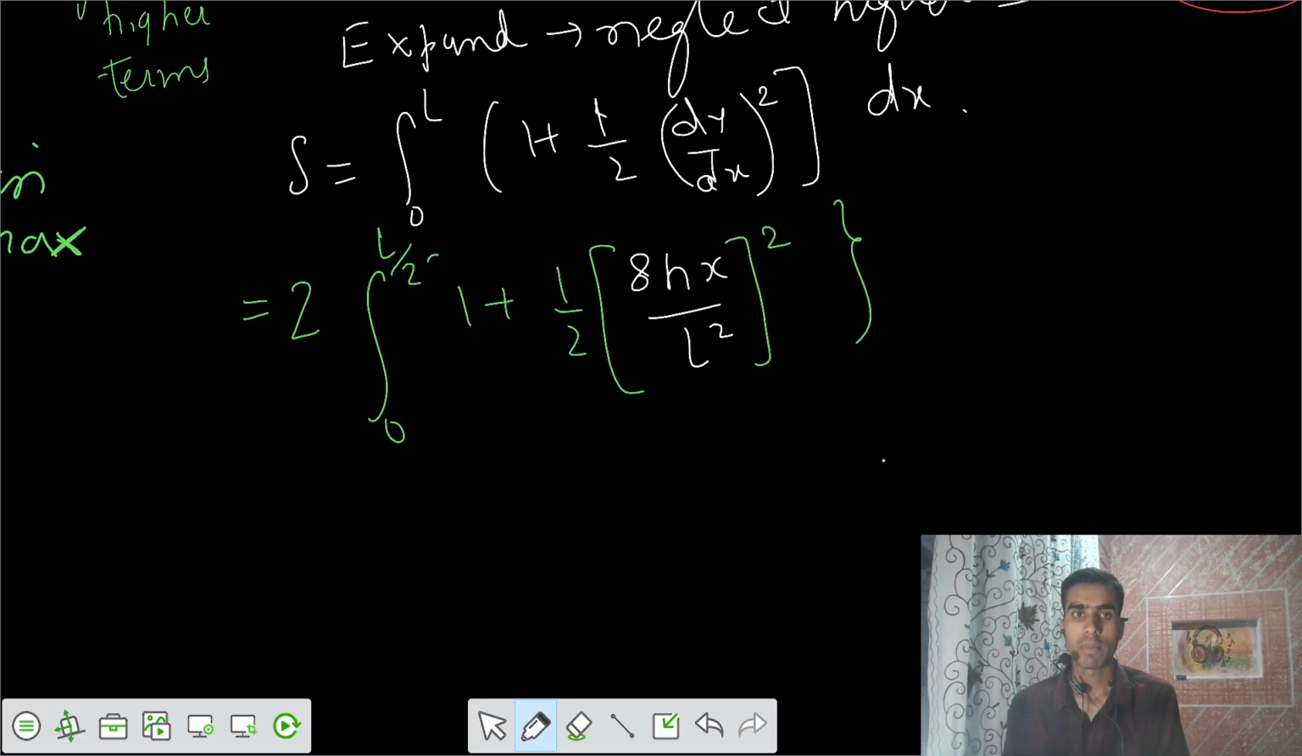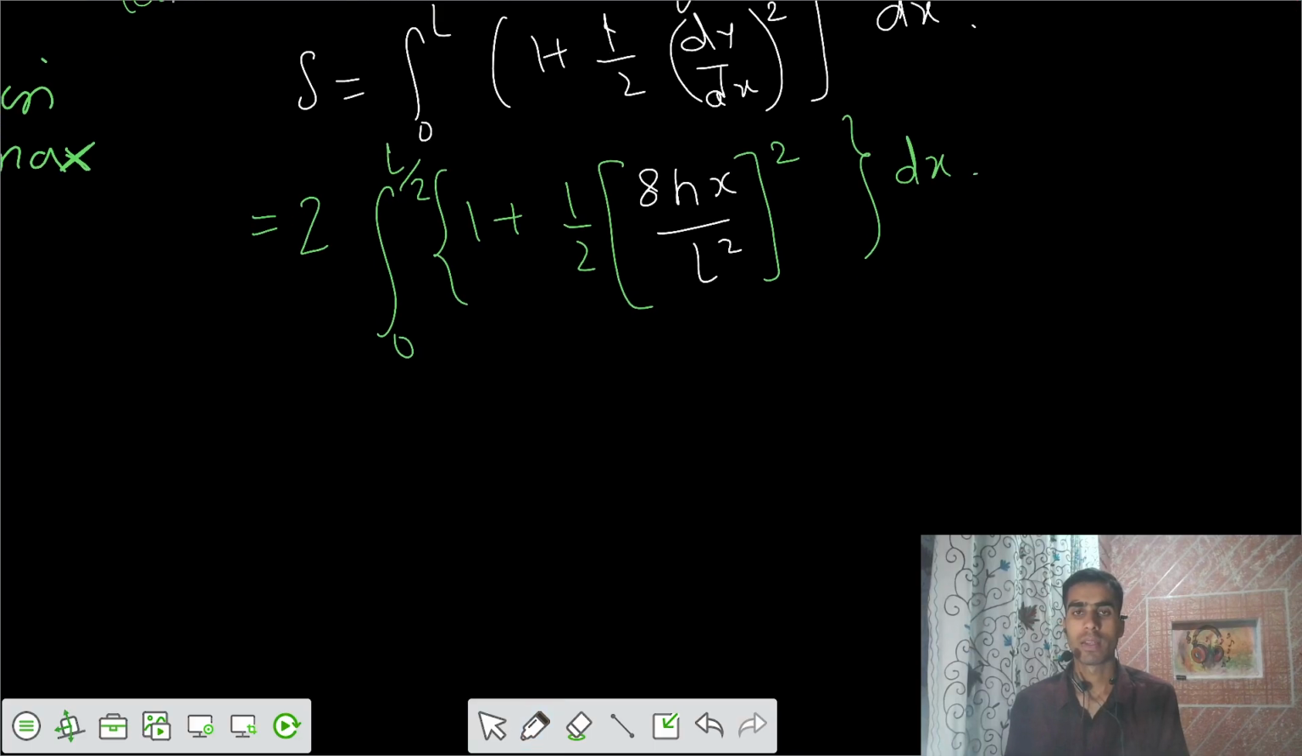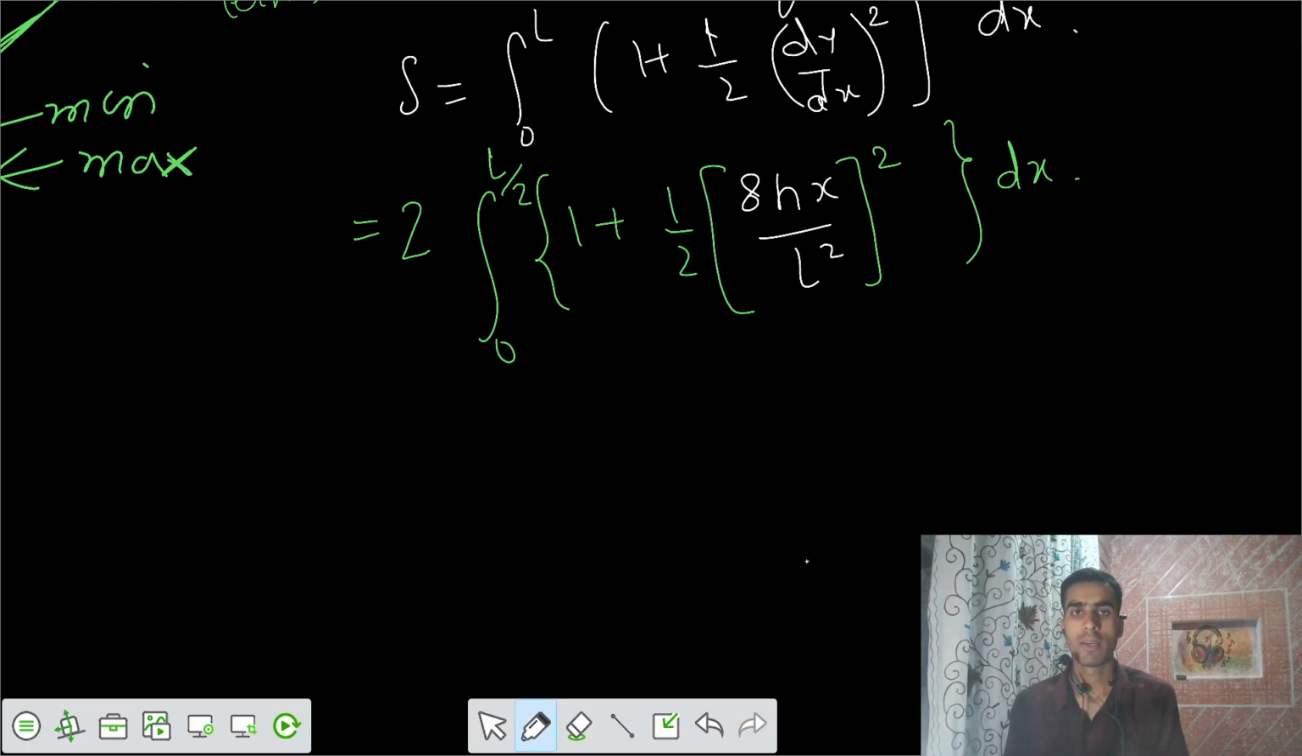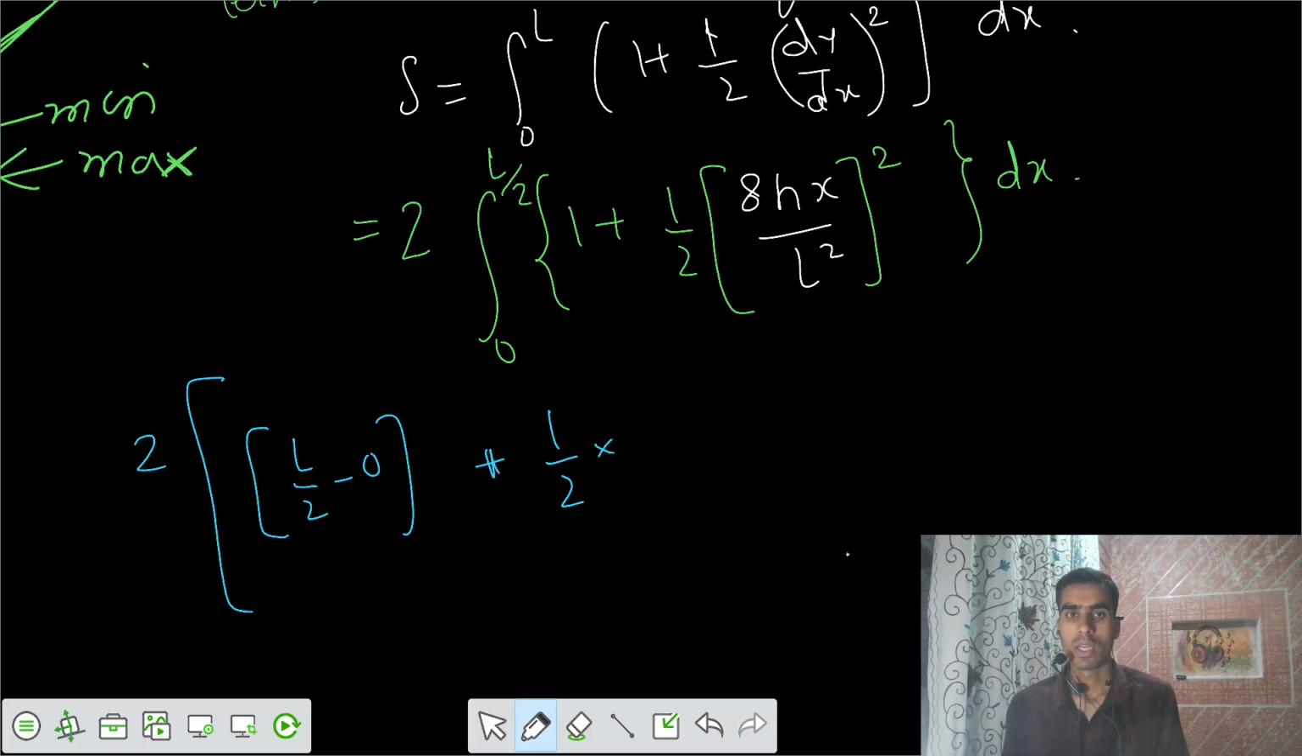Then for the entire part we had to integrate it with respect to x, dx. So finally, let's solve this one. I would write 2 times. Then what is the integral of 1 with respect to x? The integral of 1 dx is equal to x. So finally I substitute the limits L by 2 and 0, L by 2 minus 0. Then plus 1 by 2 into 8, 8s are 64, h square by L square. Then what's the integral of x square dx? That's x cube by 3.